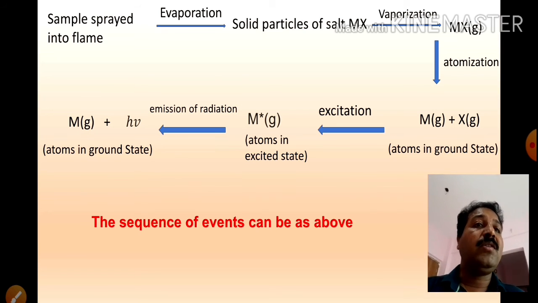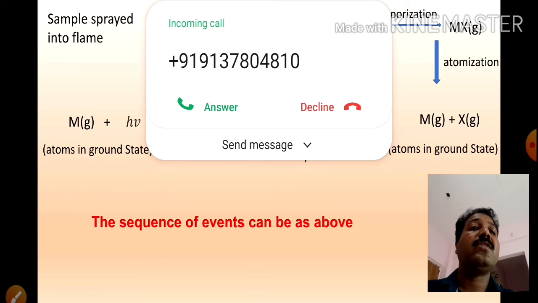Then these metal atoms in the ground state absorb thermal energy from the flame and go to the excited state. This excited state of the metal atom is of very short life and it is unstable, therefore it returns to the ground state. While returning to the ground state, it emits radiation having the energy h nu.